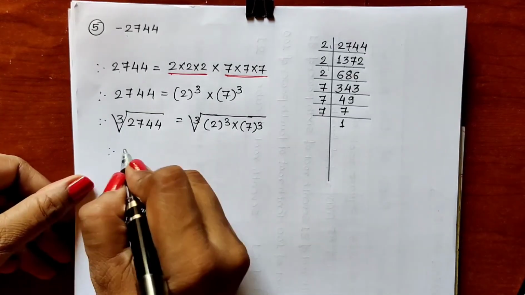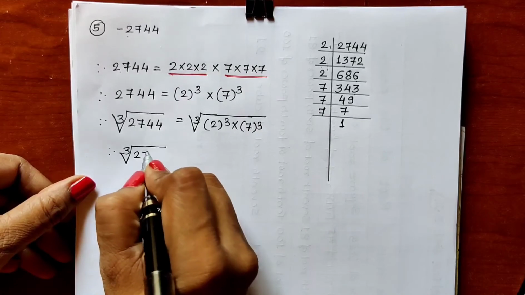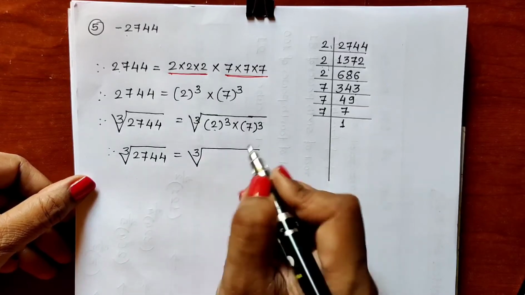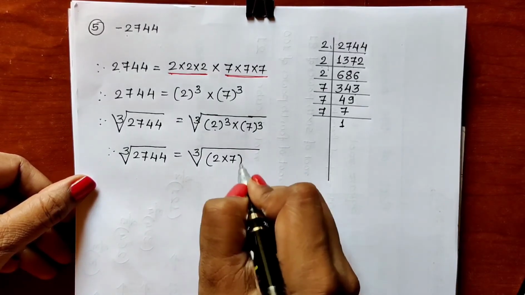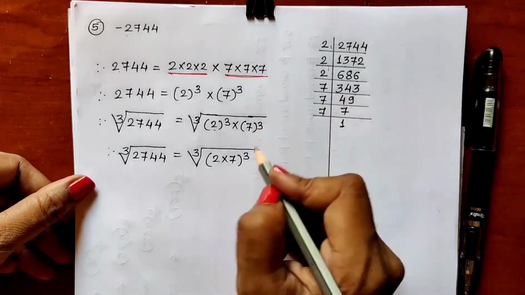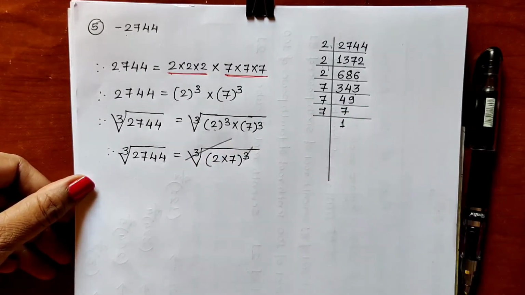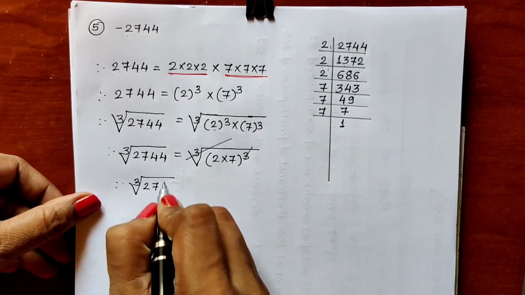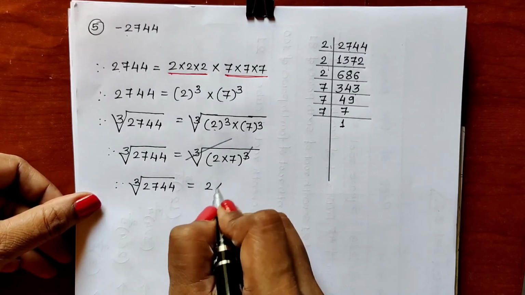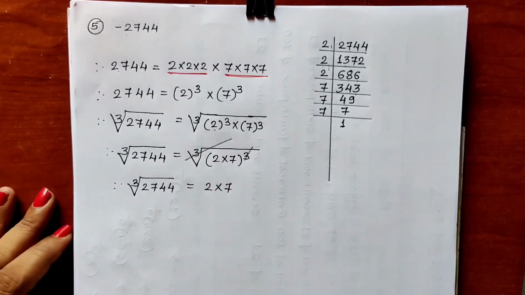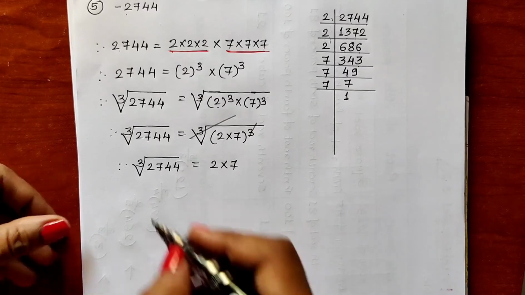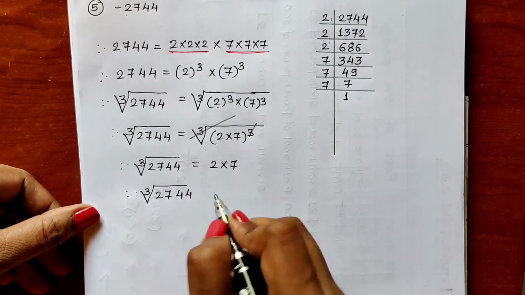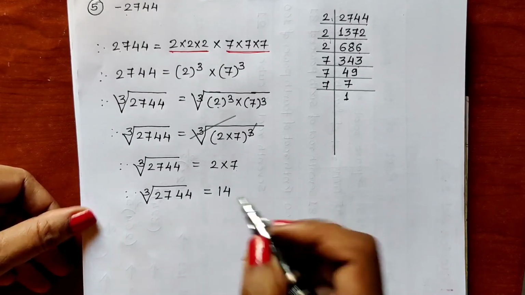Now therefore cube root of 2744 is equal to cube root of, we write this cube, combine 2 into 7 cube. Now this cube and cube root cancel each other and we get cube root of 2744 is equal to 2 multiplied by 7. We have to remove this cube root symbol, and in this way we got cube root of 2744 is equal to 2 7s are 14.